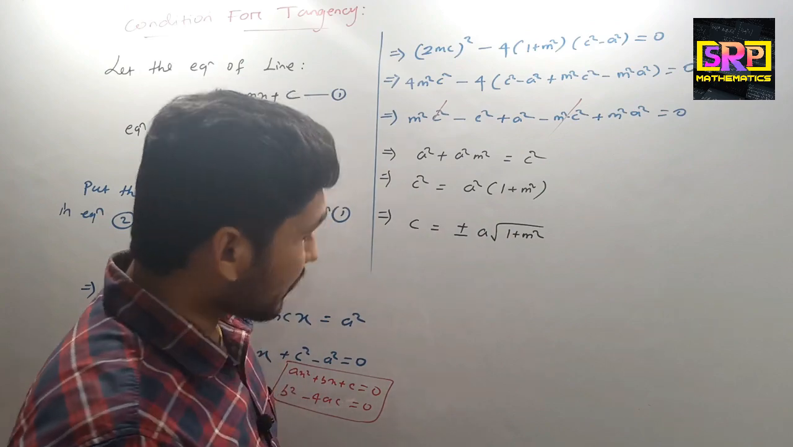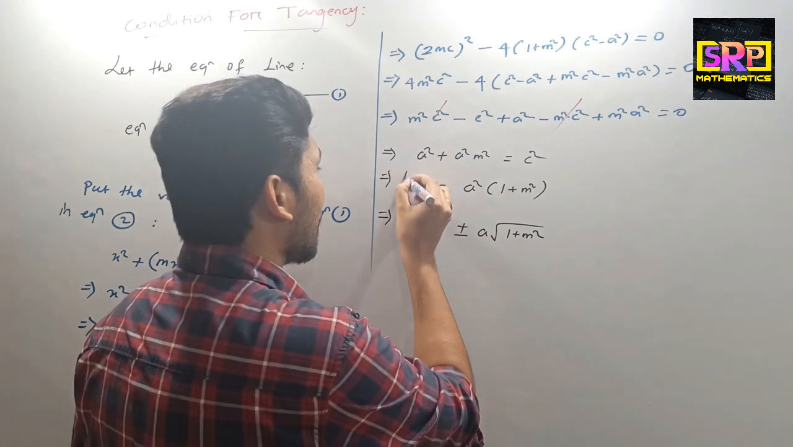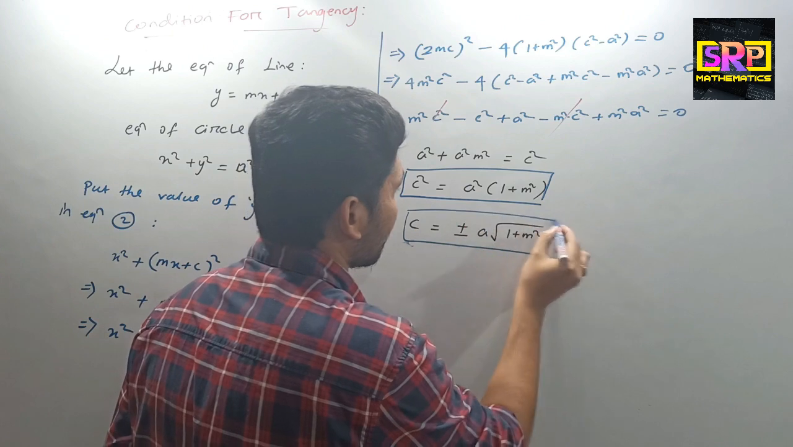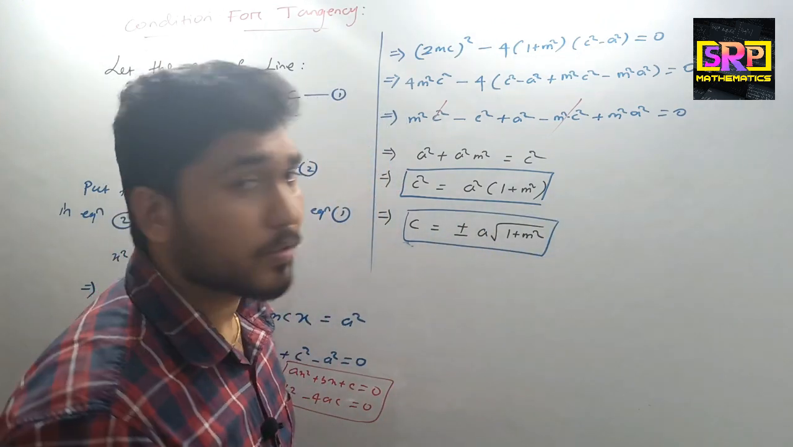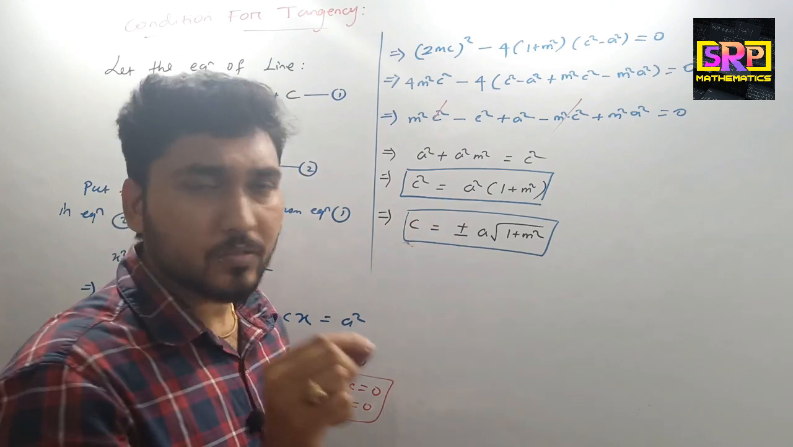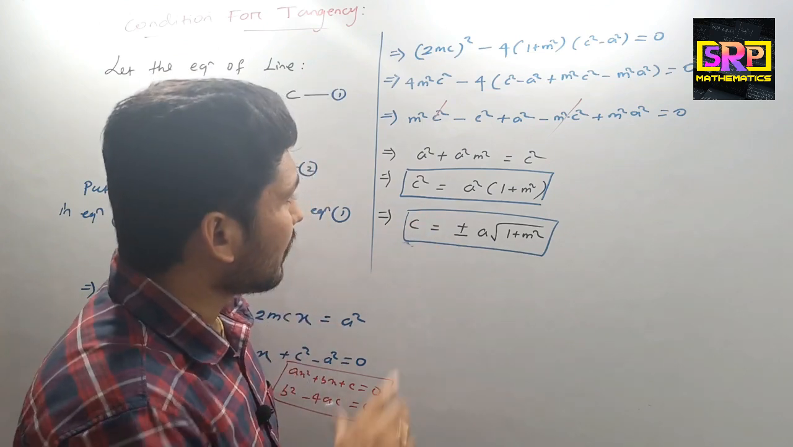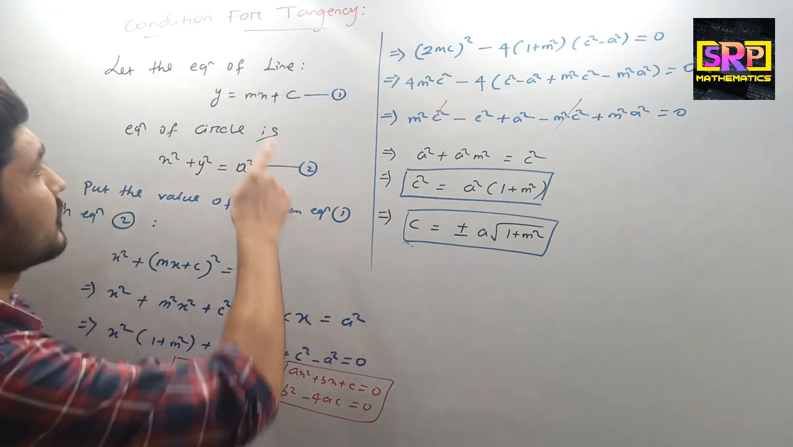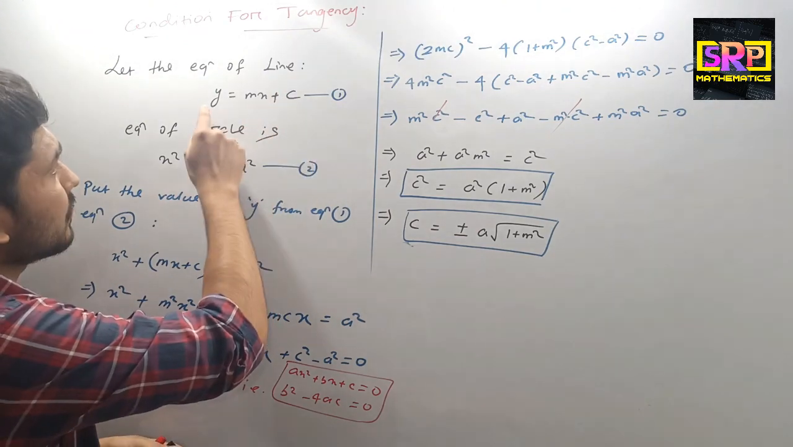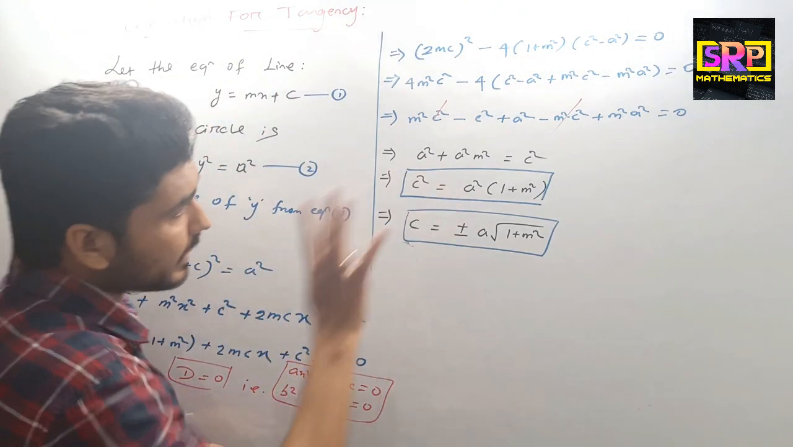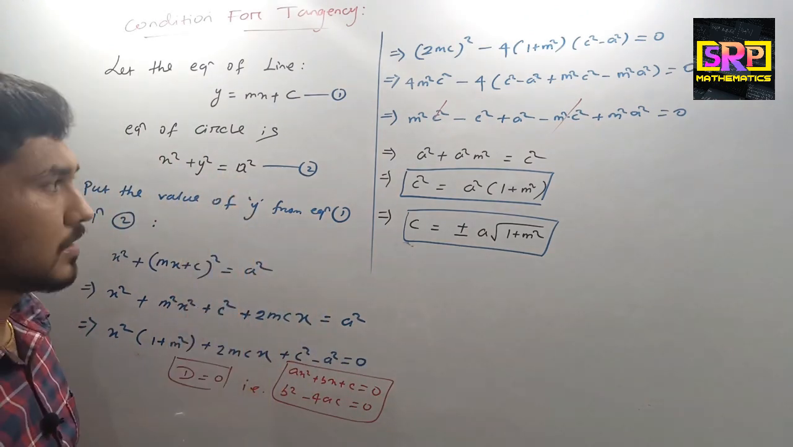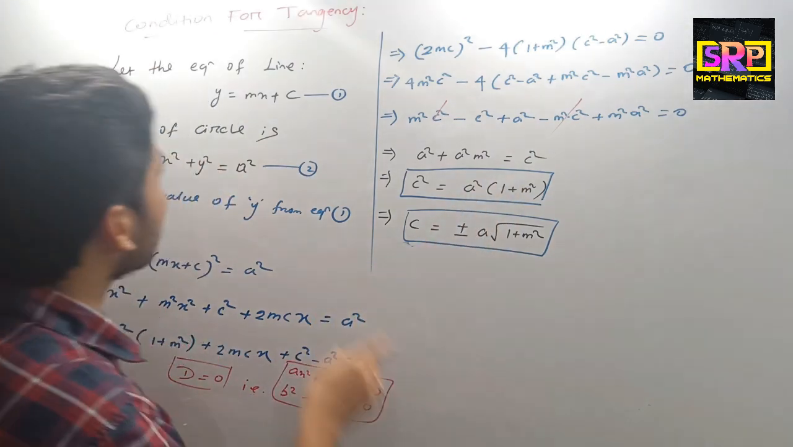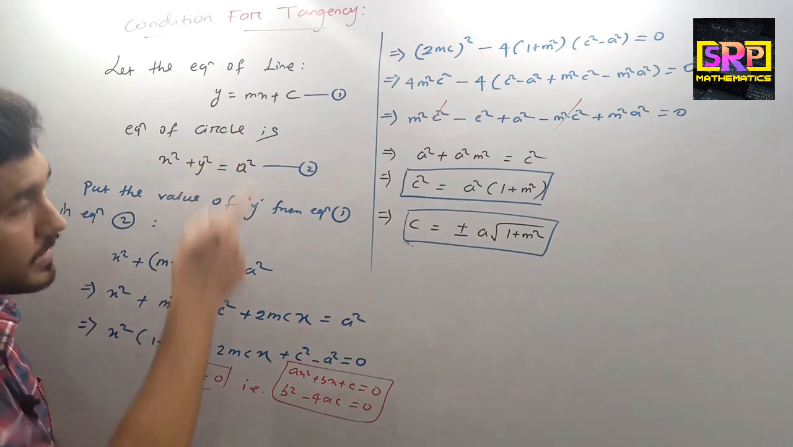Clear? So whenever we are talking about the condition of tangency, sometimes you can use this outcome, or else you can also use this one. We have to remember both the things. According to our use, we will apply. So c square is equal to a square into 1 plus m square, or c is equal to plus minus a into square root of 1 plus m square. Sir, what is c? c is the constant, c is the y-intercept of the line. Clear? What is a? Sir, a is the radius of the circle with center 0, 0. It's important. And what is m? m is the slope of the line, or the tangent line.